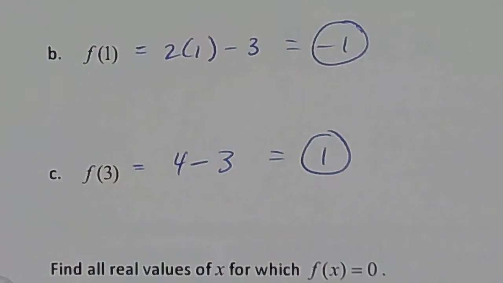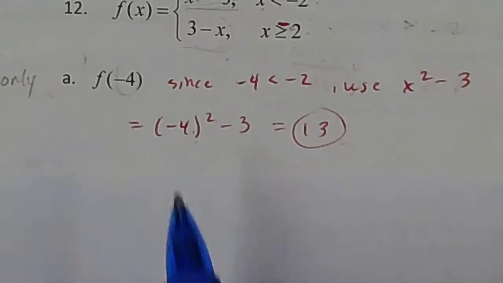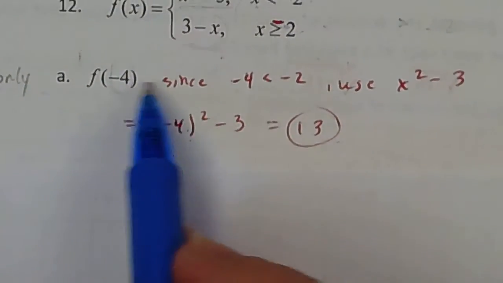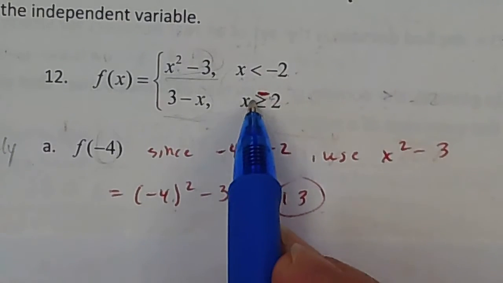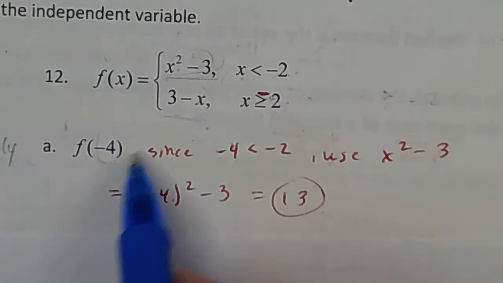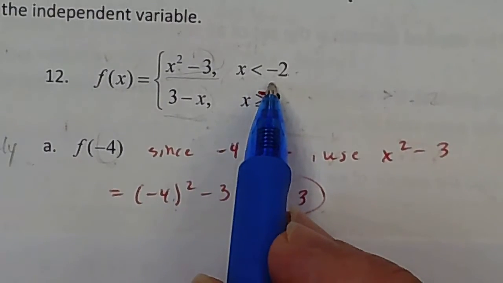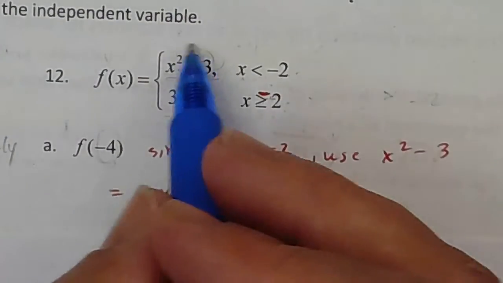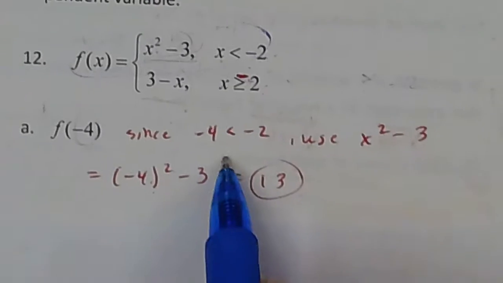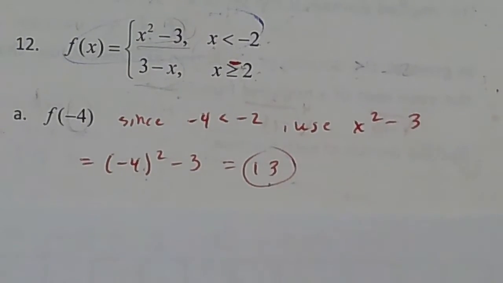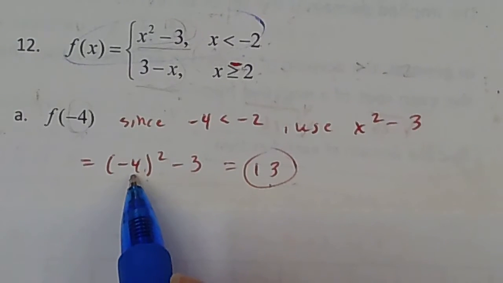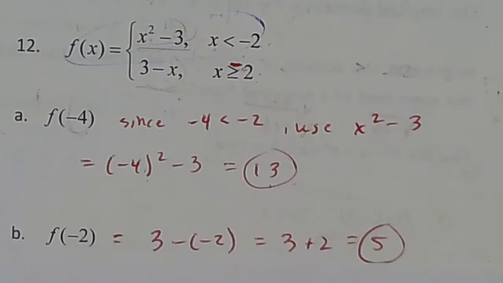Try it for 12. Okay, here we go. -4. -4 is less than -2. Clearly, -4 is not greater than or equal to -2. Since it's less than -2, or further to the left on the number line, we use the top line here. Okay, so we get 13. If you didn't get 13, maybe you used the wrong equation, or maybe you squared -4 incorrectly.